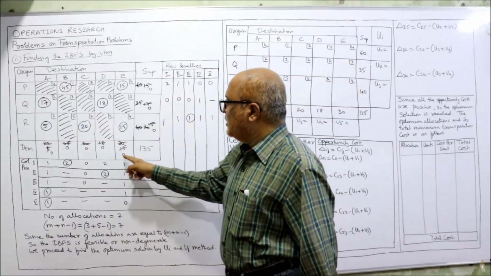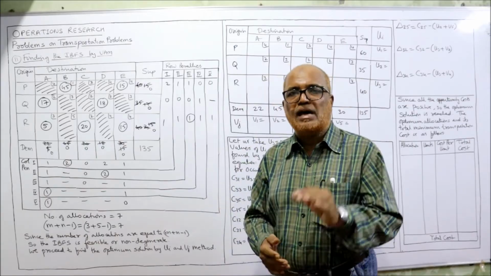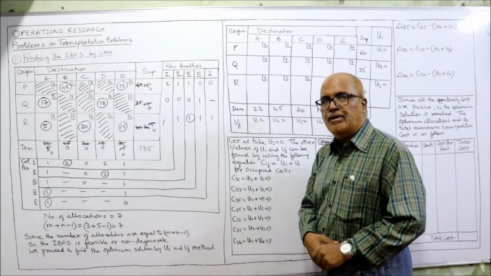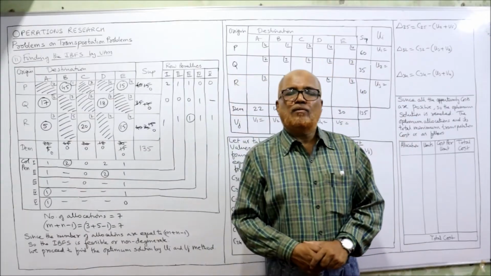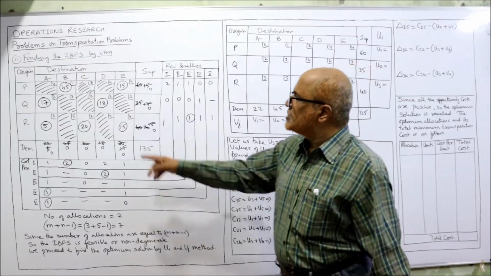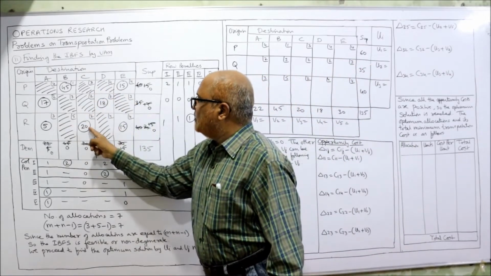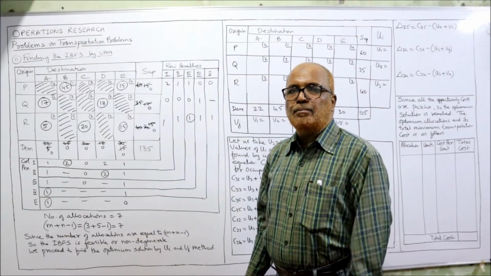0, 0, 0. Here also all zeros. That means correctly we have made the allocations according to the VAM method, IBFS according to VAM. Now the next step is the number of allocations must be equal to m plus n minus 1. How many allocations? 1, 2, 3, 4, 5, 6, 7. The number of allocations is 7.